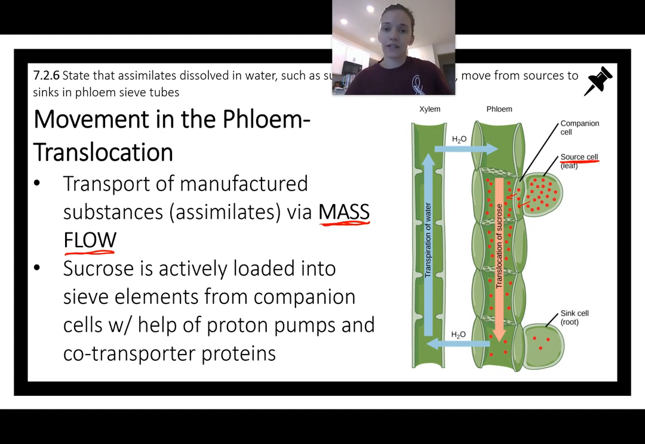So this is a big wow, that's why sieve elements have to be alive. That's why companion cells have to be alive, because sometimes these sugars, amino acids, whatever, assimilates, need to be pumped actively against the gradient, which means you need ATP, which means you need mitochondria, which means you need to be not dead. So mass flow, sucrose actively loaded, okay.